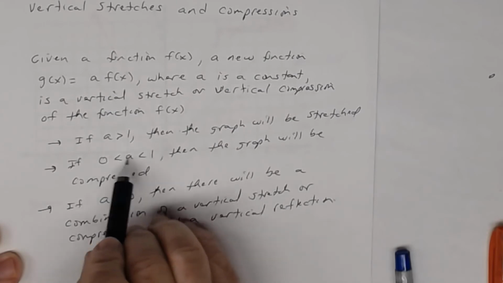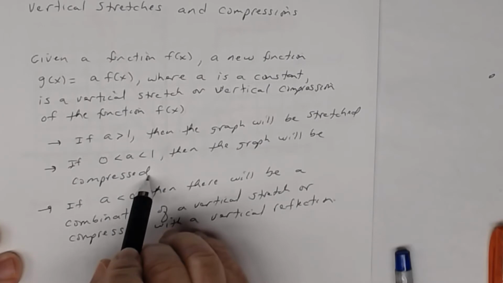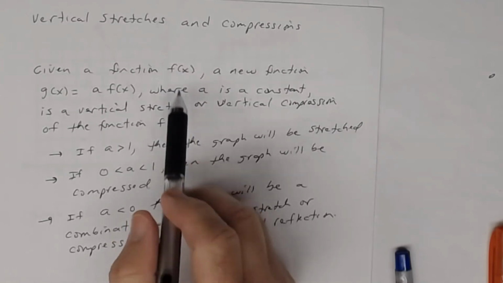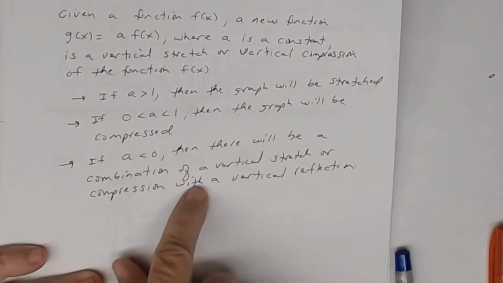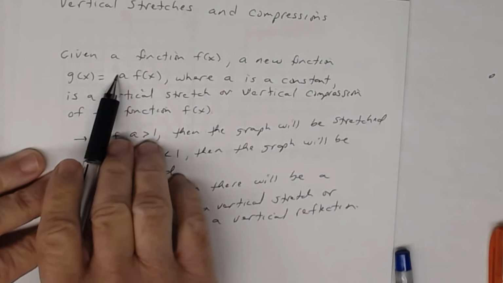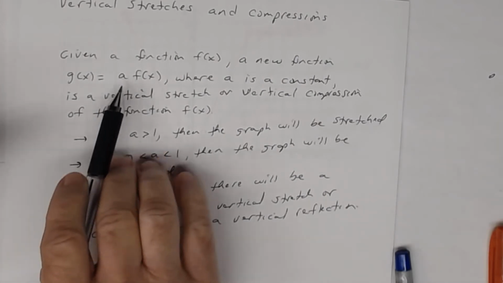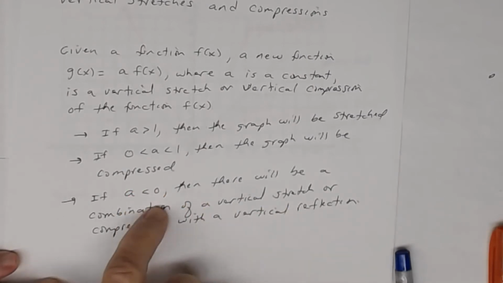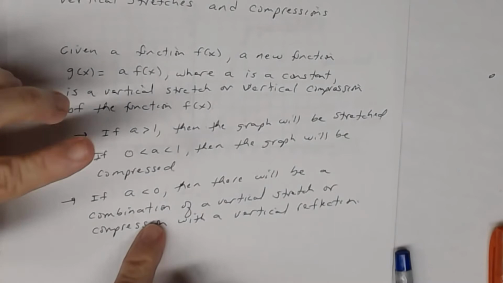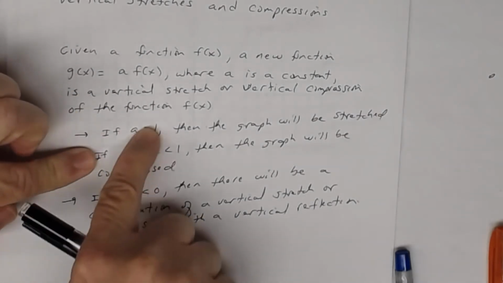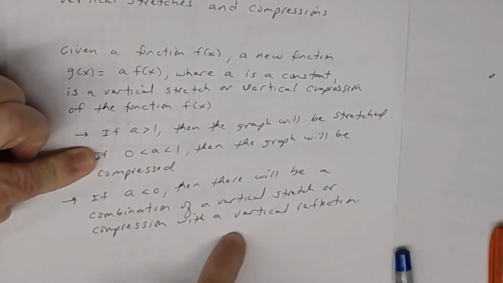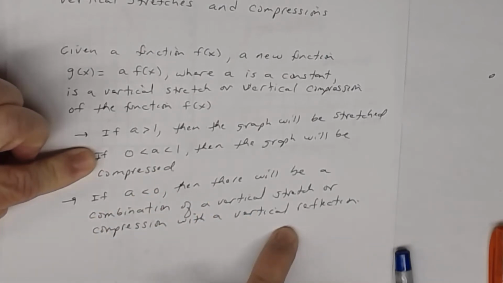If a is between 0 and 1, meaning less than 1 but still positive, then it's a vertical compression. Now remember, it is possible for a to be negative, and so that's where you have to remember that if there's a negative out in front, if a is negative, that's also a vertical reflection. So if a is less than 0, you would need to cover up that negative for a moment and then determine whether it's a vertical stretch or vertical compression. The fact that it's negative would also imply that there's a vertical reflection.